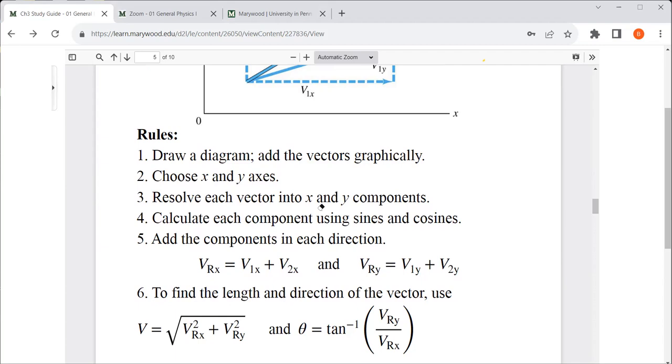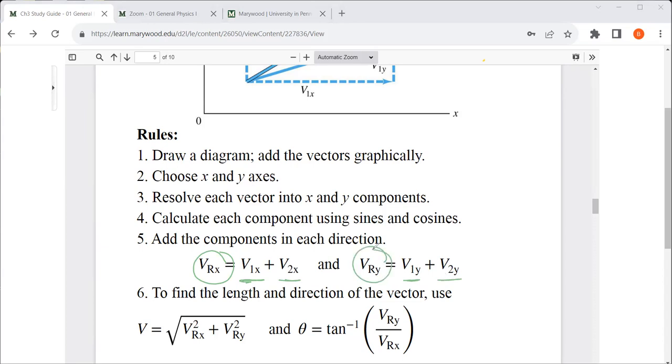Then calculate each component using sine and cosine. When you are given the values, you basically plug them in to get the number. The next thing is that the x components should be added together. Here you see that I added x1 and x2 to get the resultant x. I add y1 and y2 to get the resultant y.